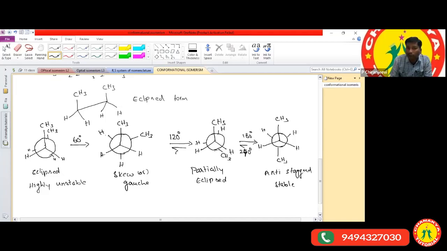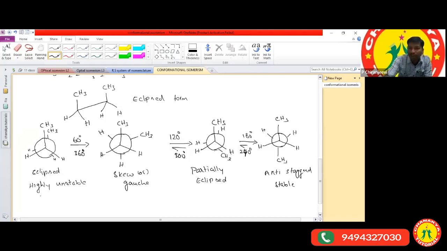Again for one more 60 degrees, 240 plus 60, how much will you get? Here you will get 300 degrees. By rotating 300 degrees, again you will get a skew or gauche form. Again, if you rotate one more 60 degrees, for 360 degrees, you will get the eclipsed formation.